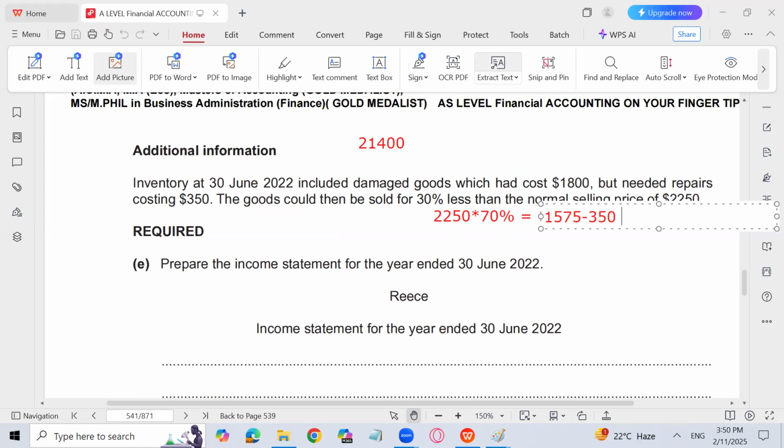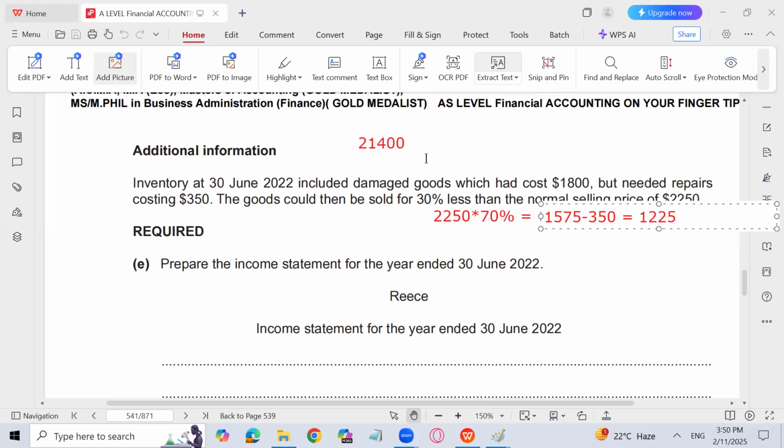That is 350. If we go for the repair of 350, then it can be sold for 30% less than the normal selling price at a value of 1575. 1575 minus 350 would be our net realizable value. Okay, next, how much?